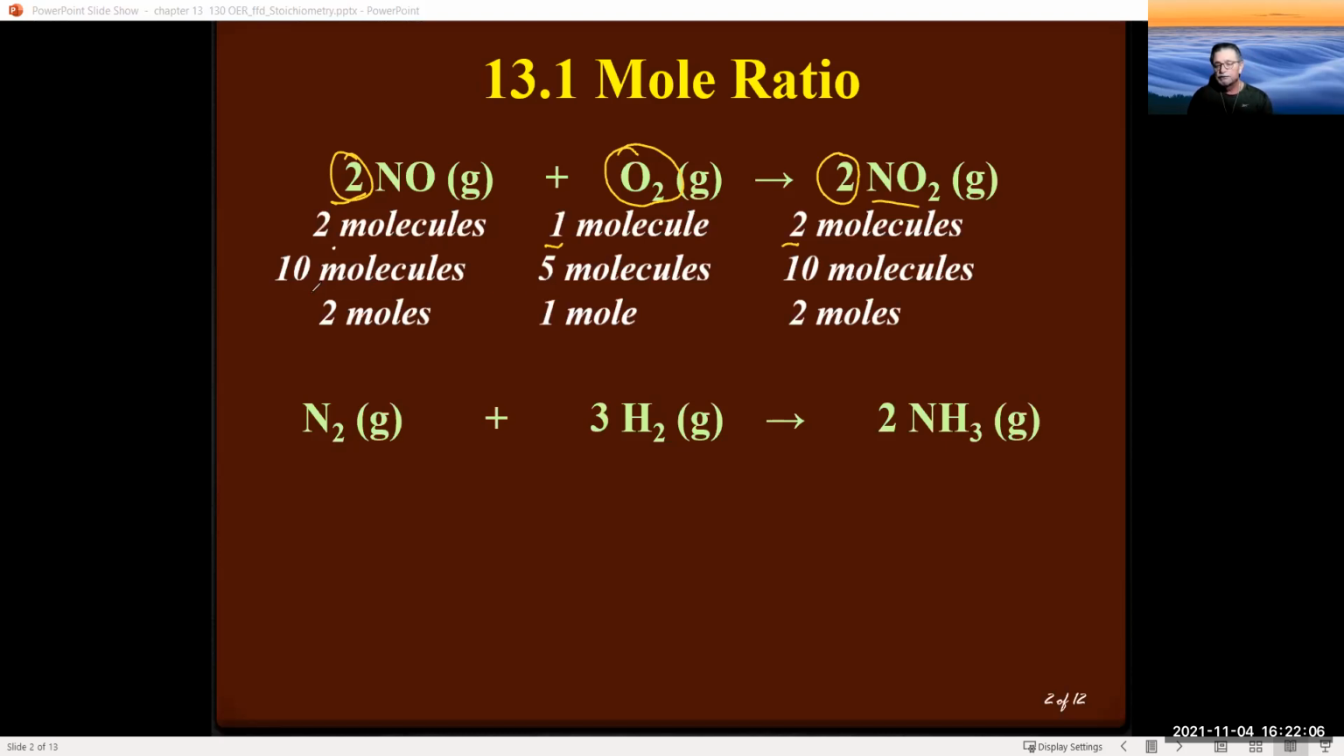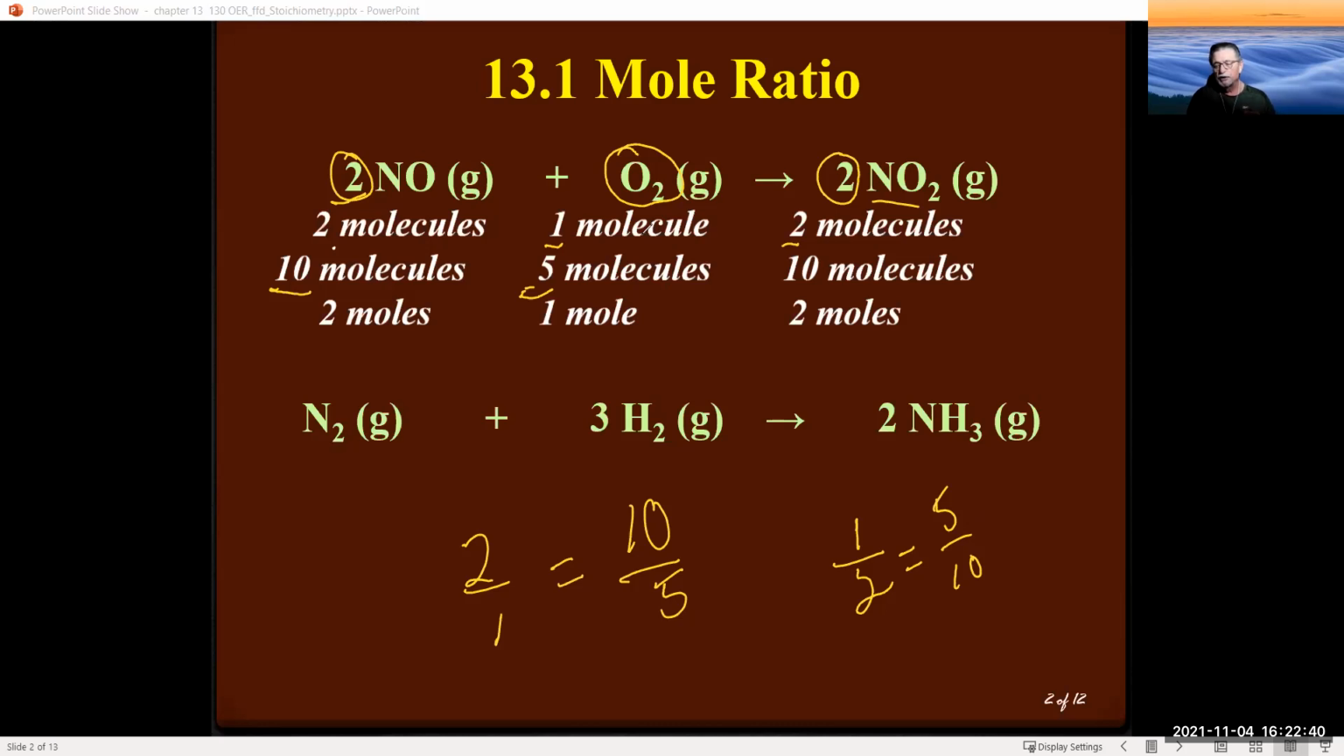Well, we can also say that if I have 10 molecules of NO, I need 5 molecules of oxygen for it to react properly in the correct ratio, because the ratio of 2/1 is the same thing as 10/5, okay? All we did was change the magnitude of that ratio. It's the same thing if I said 1/2, 5/2, they represent the same ratio.